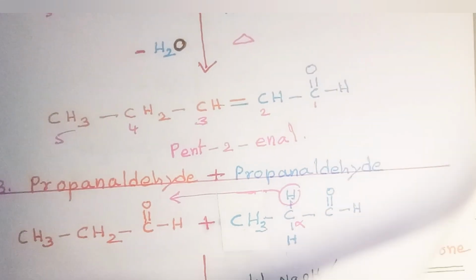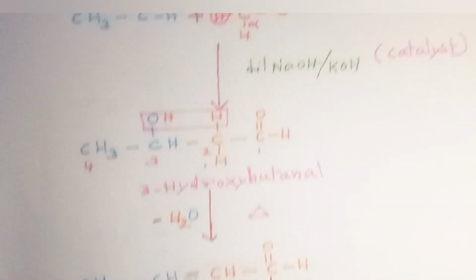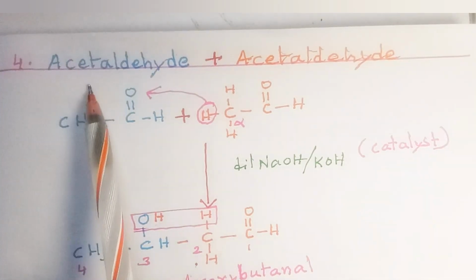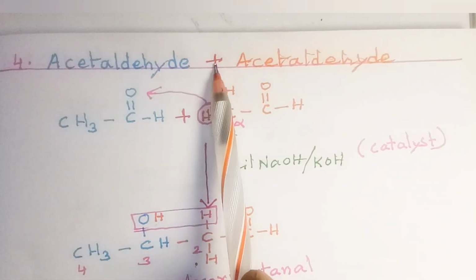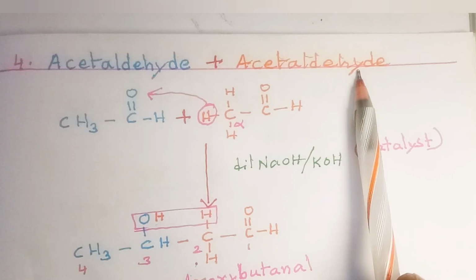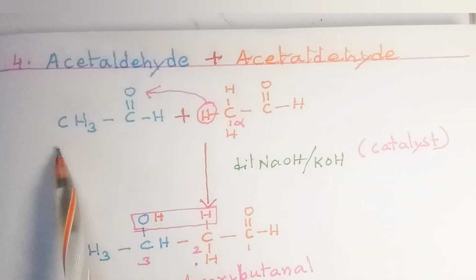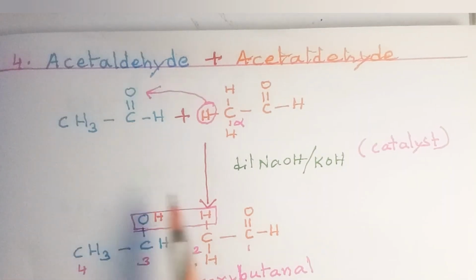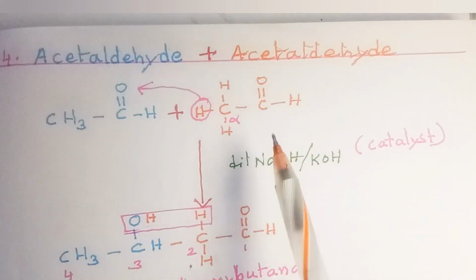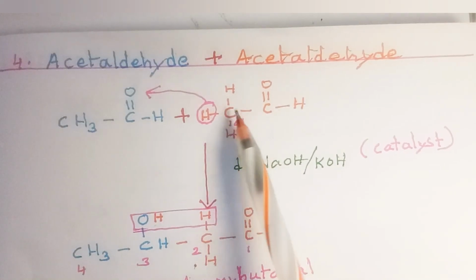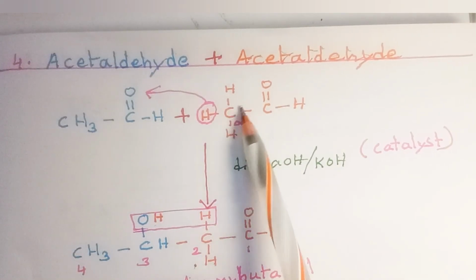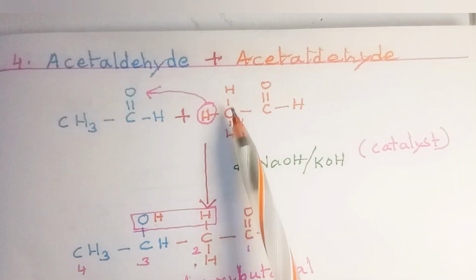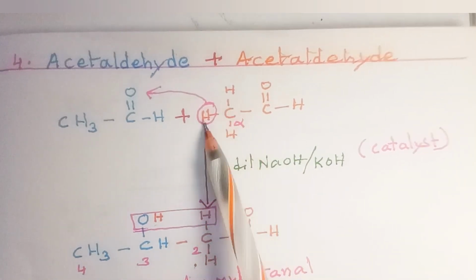So far we have got 3 products. Let's see the 4th product. Here acetaldehyde combines with another acetaldehyde. So the first reactant is written as it is, CH3 C double bond OH. The second acetaldehyde is written in yellow ink for you to differentiate. So this is the alpha carbon. This is the functional group. This is the alpha carbon. So the alpha carbon has 3 alpha hydrogen atoms.